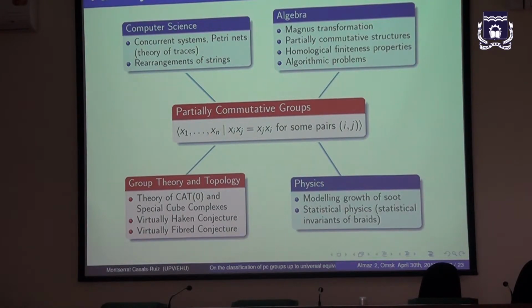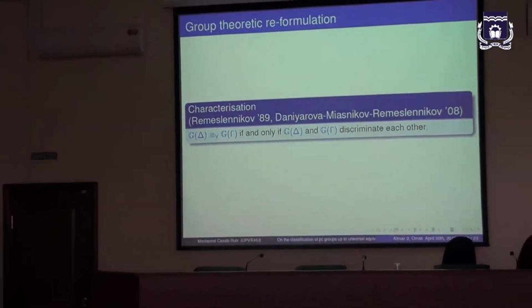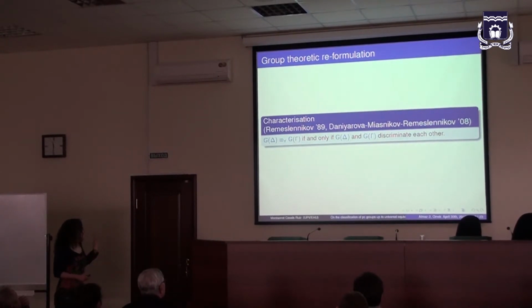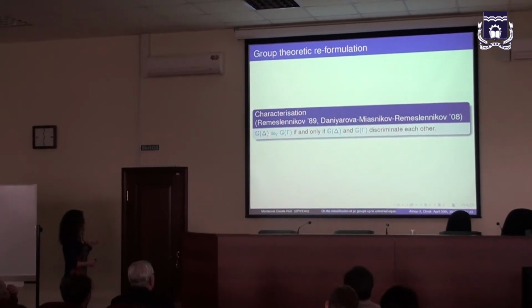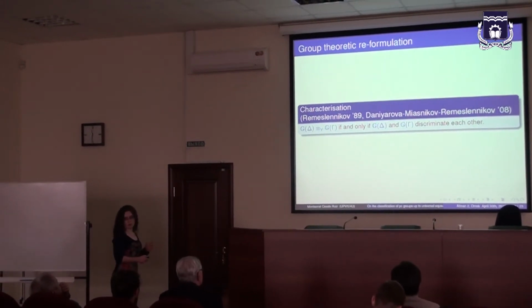Alright, so this is the class of groups we are interested in, and the problem I would like to talk about today is the classification up to universal theory, restricted to this class. So I want to understand when one partially commutative group is universally equivalent to another. This is the model theory question, but I'm going to use the algebraic characterization that was given by Remeslennikov for abelian groups, and then in general for equationally Noetherian structures by Gaglione and Spellman. Namely that these groups are equationally Noetherian, and then they are universally equivalent if and only if they discriminate each other.